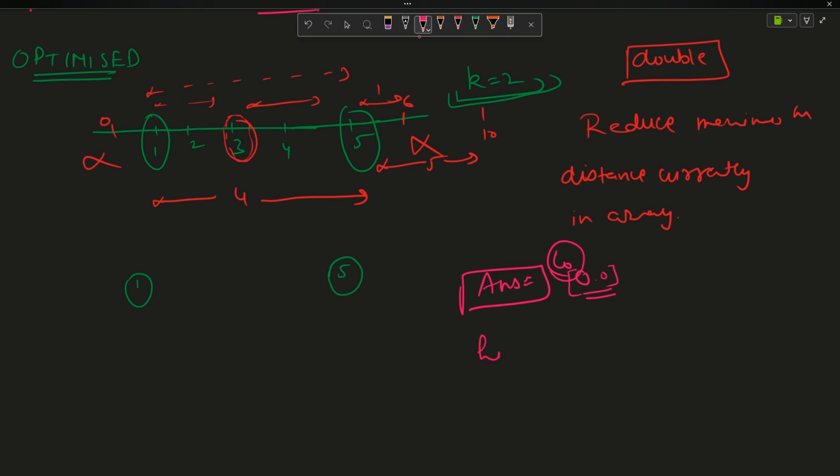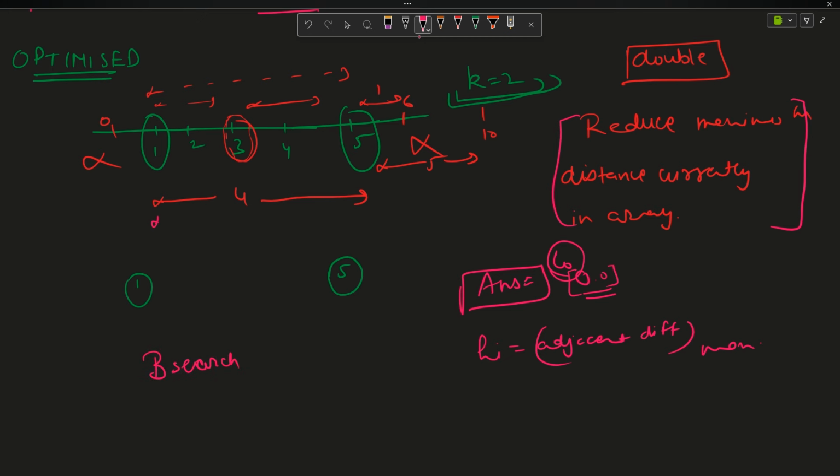And similarly my high value, as we discussed, we want to reduce the maximum distance. So I will calculate using a loop that will calculate the adjacent differences maximum. That will be my high. Now I am all ready to run a binary search.